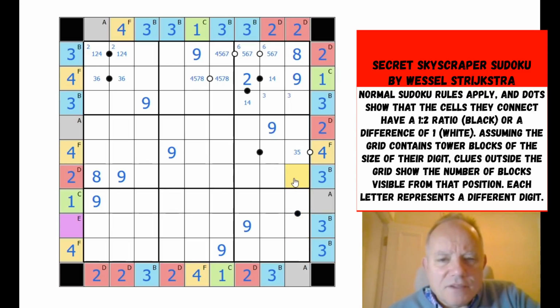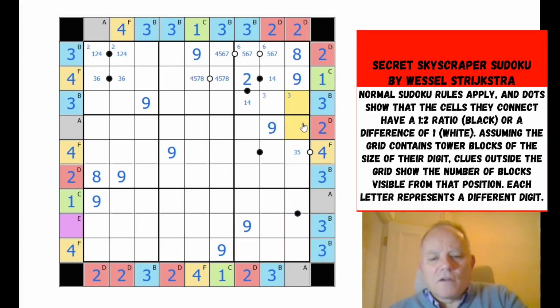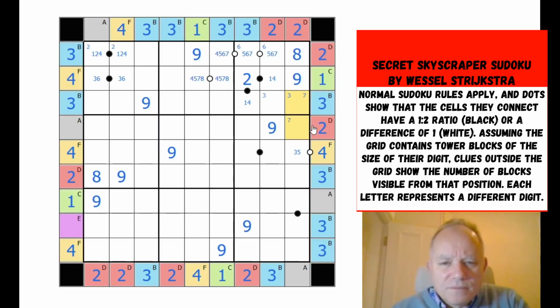This can't be 7. Is that helpful? Well, these can't be 7 as well. Can that be 7? Yes. No, because that A is at least 5, so that's not 7. So 7 in the column is in one of those two.